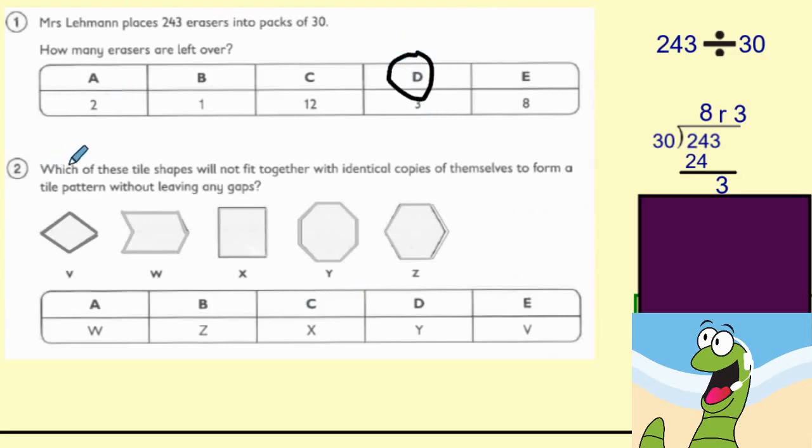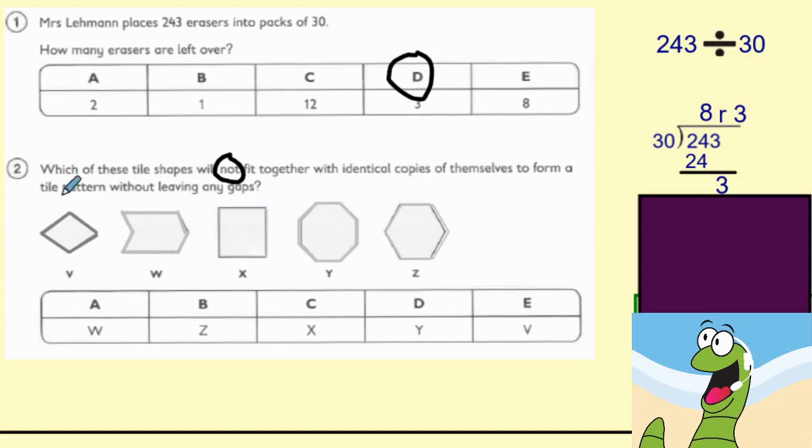And next says, which 2 of these tile shapes will not fit together with identical copies of themselves to form a tile pattern without leaving any gaps? That's a long question, but when I looked at it, I initially thought, oh, will fit together with identical copies of themselves. I forgot about the word not, and that really shows that you must read the question. So let's have a quick look.